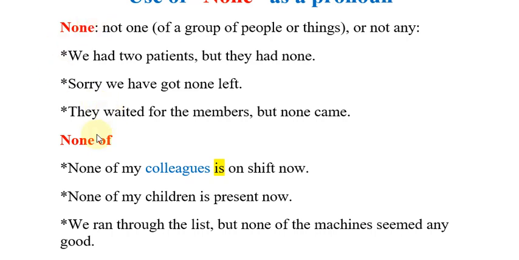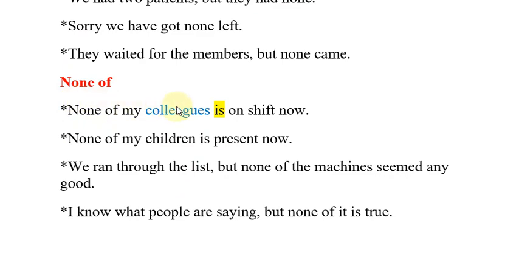The second one is none of. You can say none of my colleagues is on shift now. There's a key point here. The noun you use after none of is always plural, colleagues. And the verb you use is singular. None of my colleagues, plural, is on shift now. This one is singular.